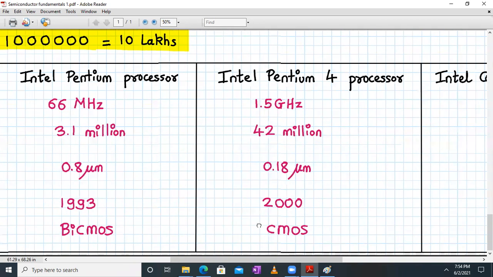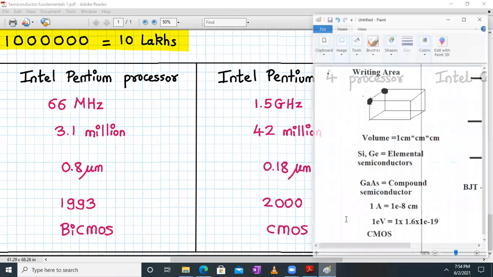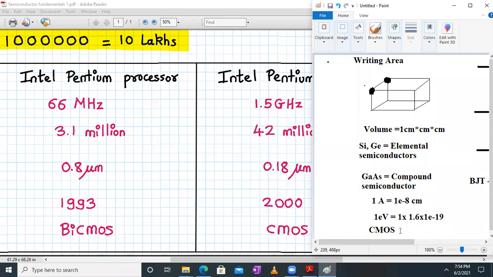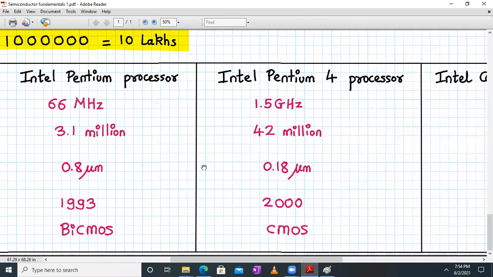It used CMOS technology, which I was just talking about. CMOS is a combination of NMOS and PMOS. So as you can see, so many transistors, a combination of NMOS and PMOS, were working together to give you the processing power of Intel Pentium 4.